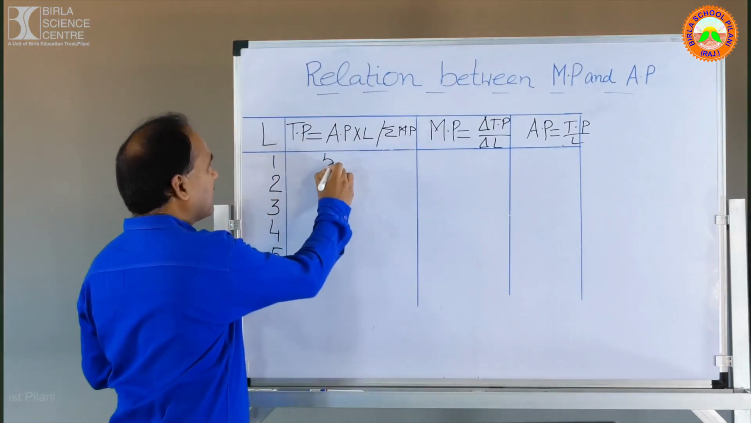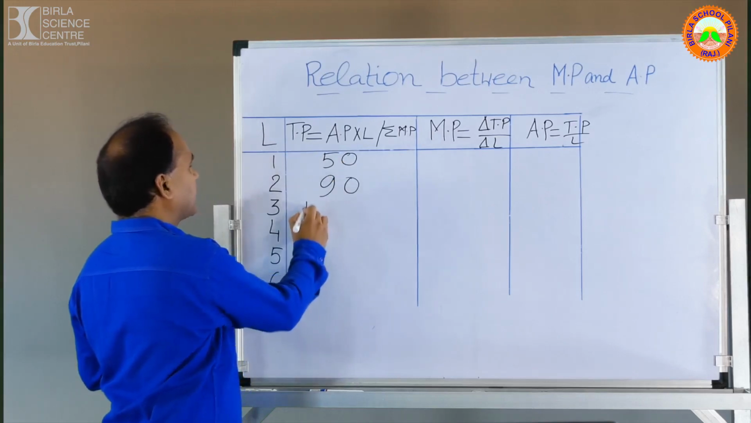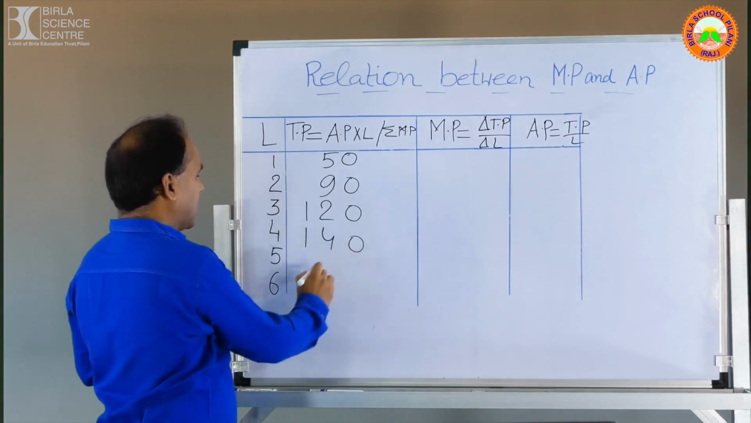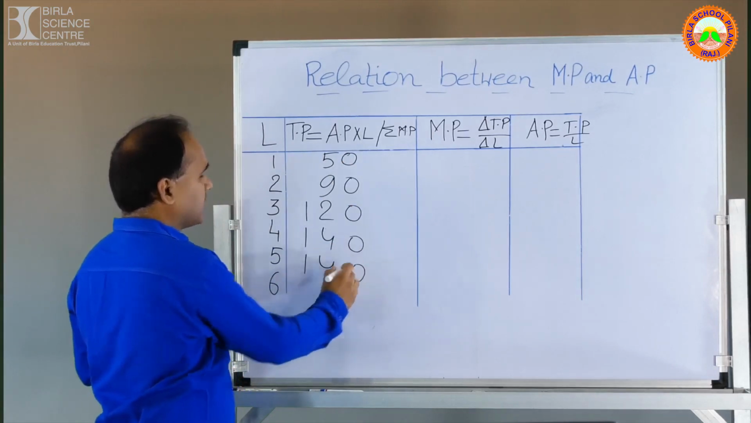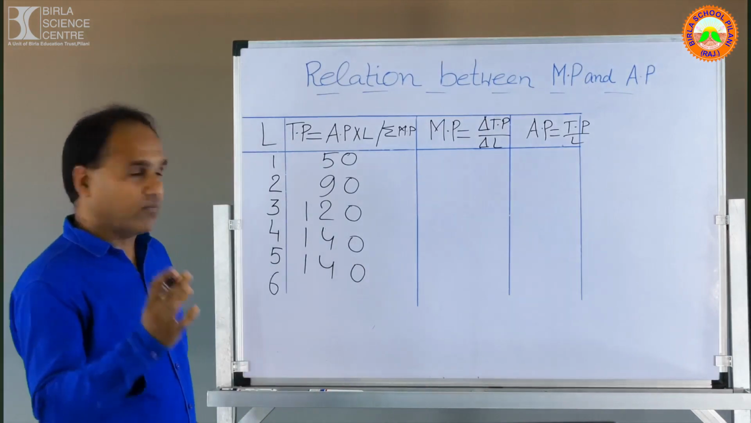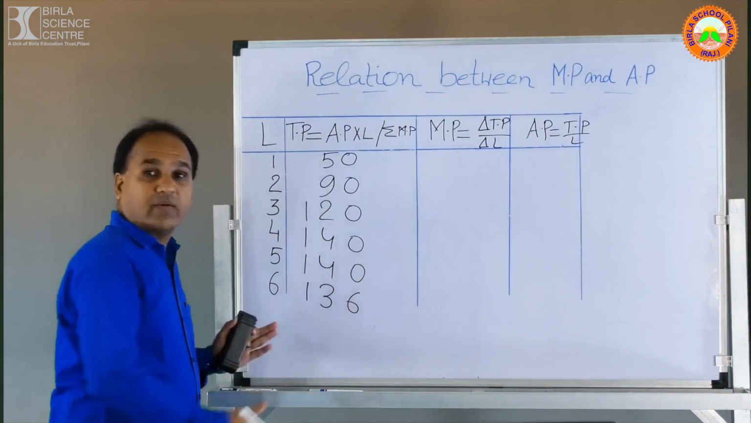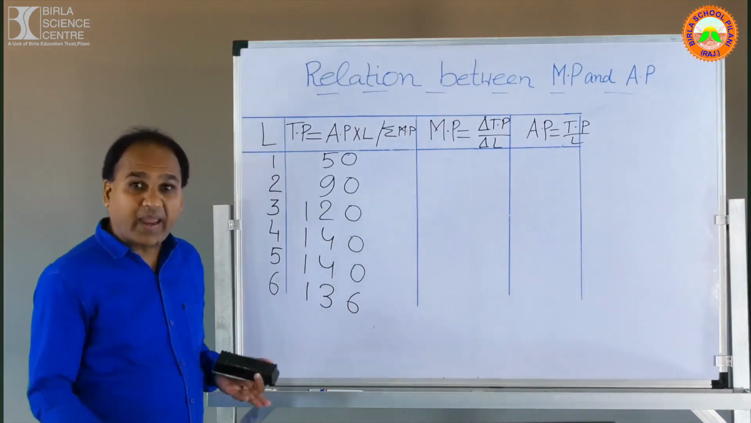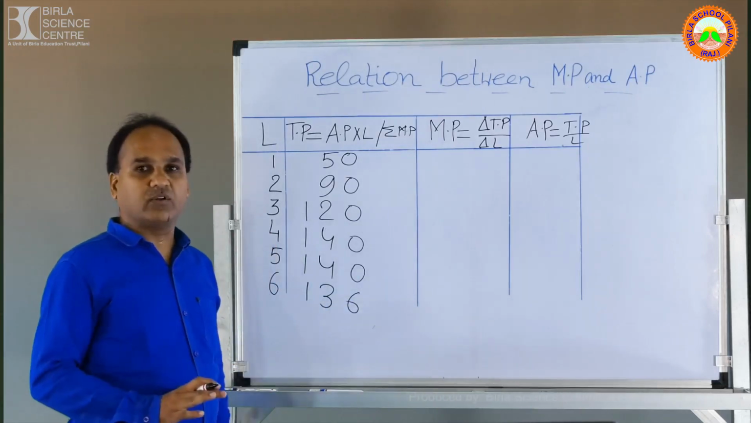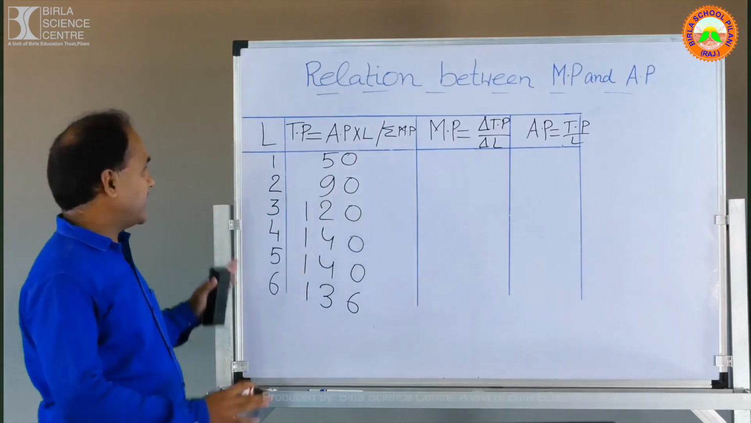Suppose I am taking here 50, next 90, next 120, next 140 and 140. Why am I repeating 140, 140? So you get the value of 0. After that, 136. You will have a doubt, sir, why are we going lower, why is it coming below 140? So that you can get one value here as negative also. Got it? MP equals delta TP upon delta L.